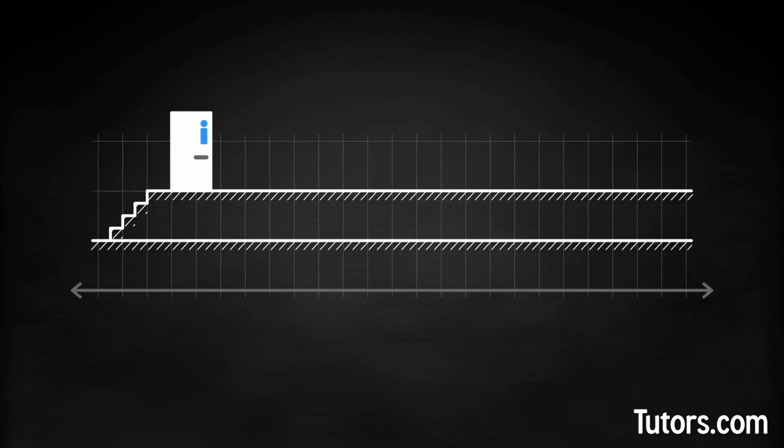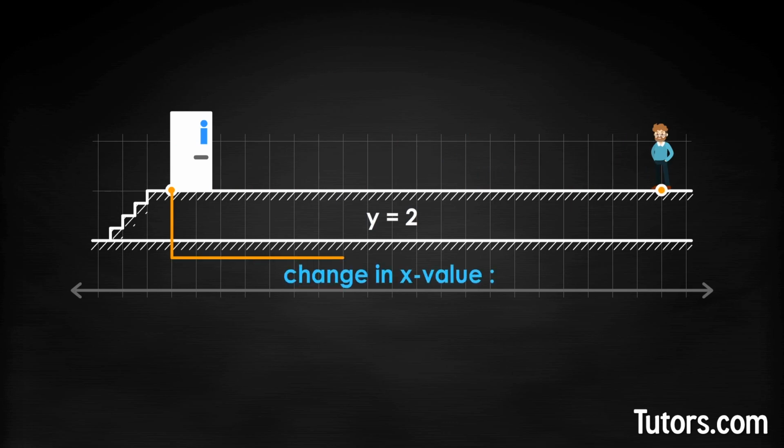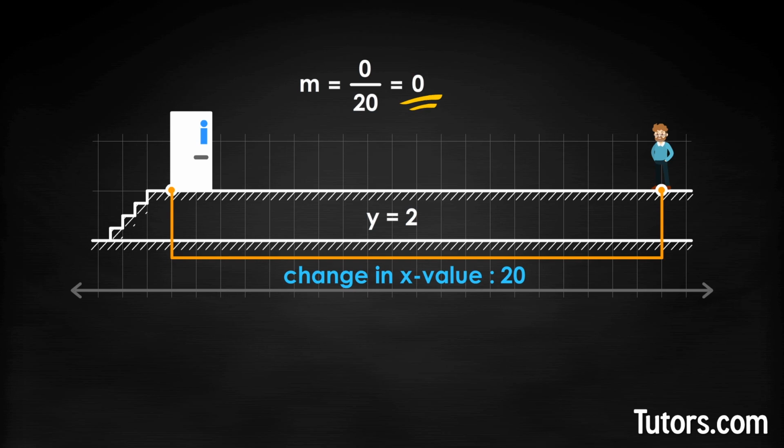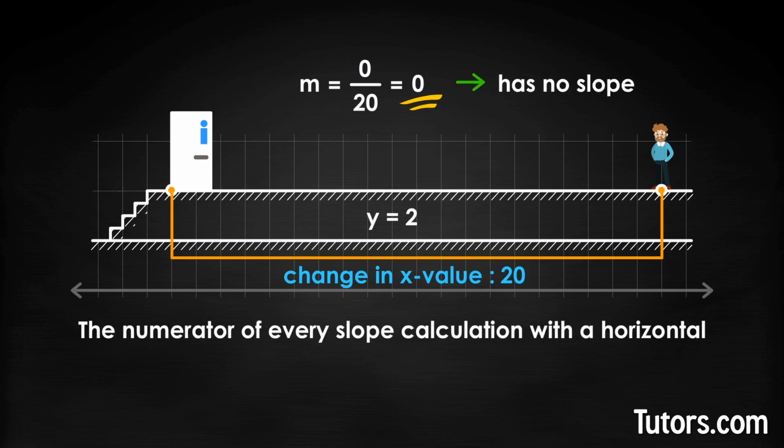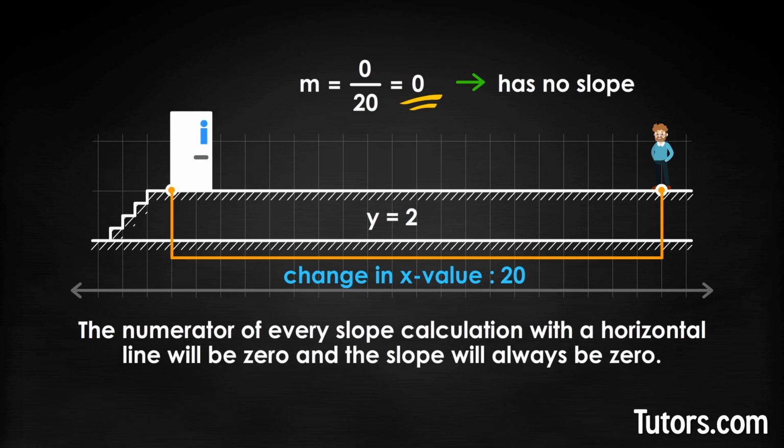Go back to your second-story search for that working bathroom. You moved around a lot, but always at Y equals 2. Say you walked 20 paces from left to right, so your change in X value is 20. But look at your change in Y value. You stayed on the second floor the whole time. Your slope is 0 over 20. What is 0 divided by 20? It's 0. The line of your movement has no slope. The slope is 0. The numerator of every slope calculation with a horizontal line will be 0, and the slope will always be 0.